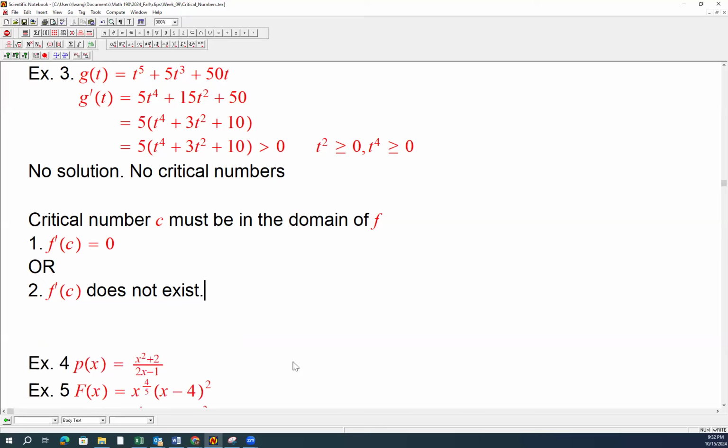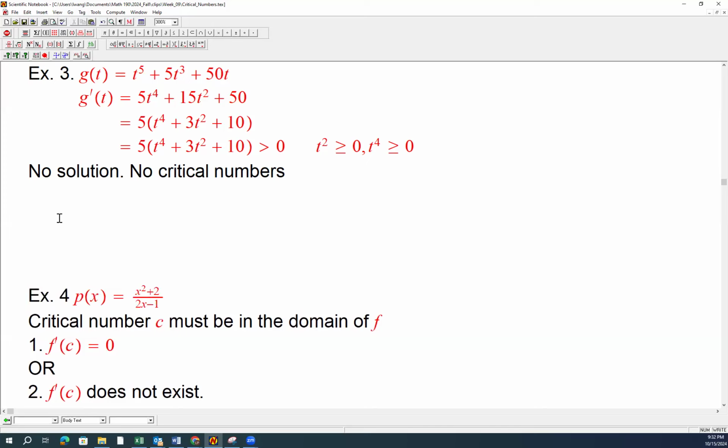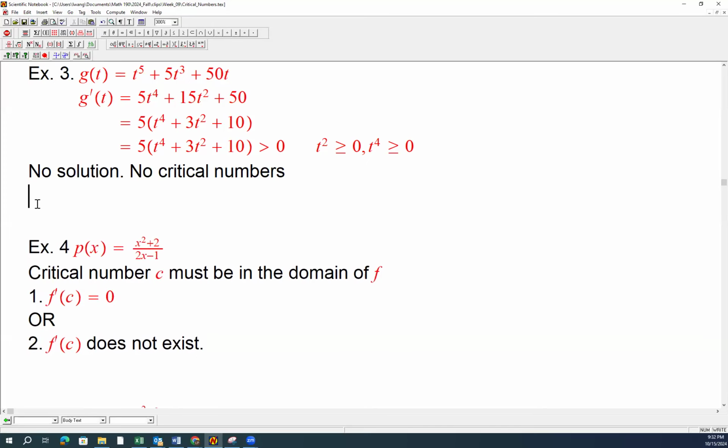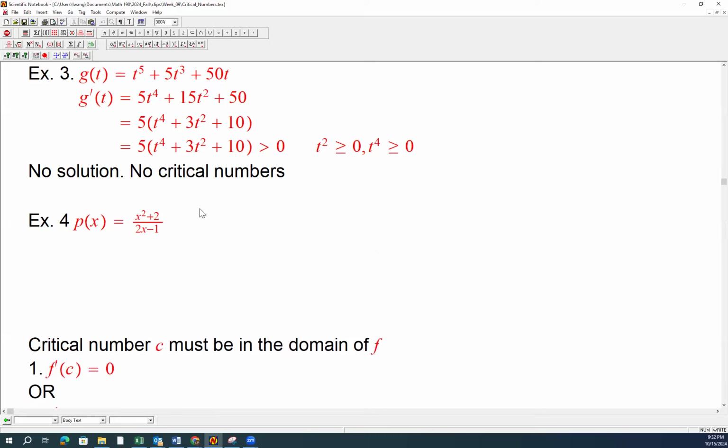All right? A different type of question now, okay? So this is example number 4. Example number 4 is a rational function. So we need to know the domain of it, right? Because the critical number has to be in the domain of the function. And what is the domain here?